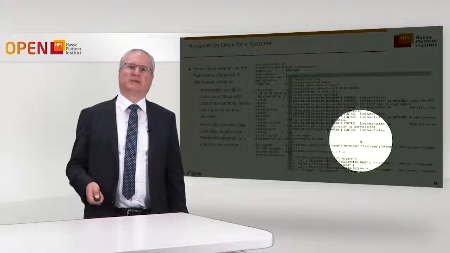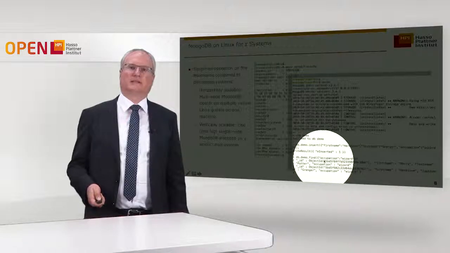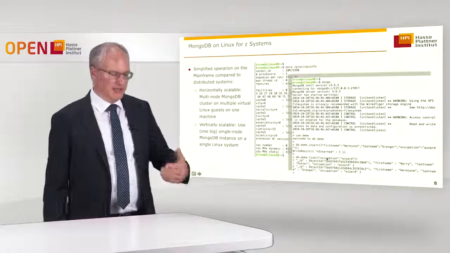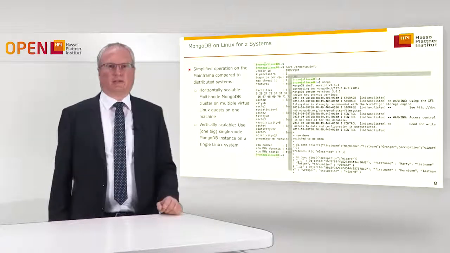What you can see is that here we add the data set, and here you see that it adds the key. So the key is this technical identifier that you can see here, the ID, which is automatically created for every document that is stored in the database.